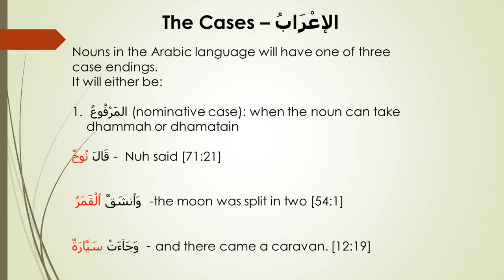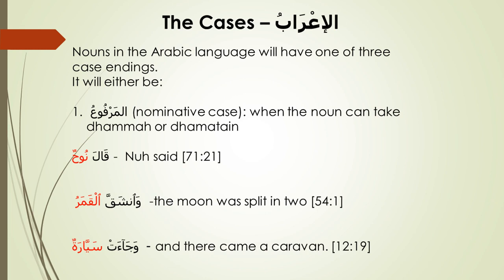The first one being marfu'. This is when the word takes a dhamma or dhammatain. This is a word that is marfu'. For example, here we have قال نوح. Nuhun ends in a dhammatain. وانشق القمر ends in a dhamma. So al-qamar here is also marfu'. So you have one that ends in a tanween and one ends in a dhamma.